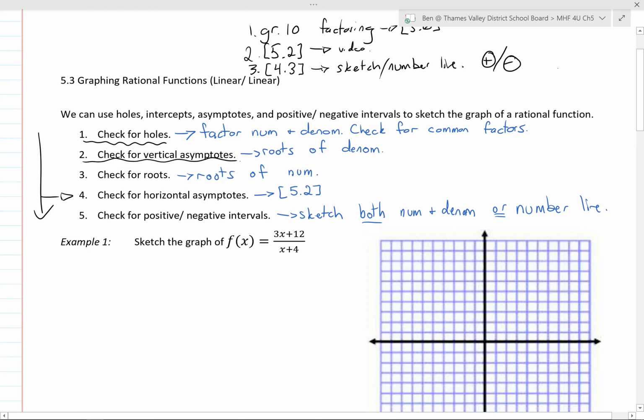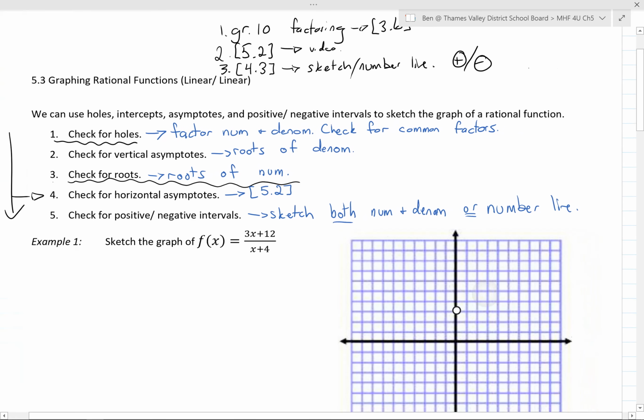Next, we check for vertical asymptotes. That's the roots of the denominator. Luckily, we've already factored our denominator, so it should be pretty straightforward. We just find those roots. Next, we're checking for the roots of the function itself, right? So this time we're looking at the roots of the numerator. And this makes sense.